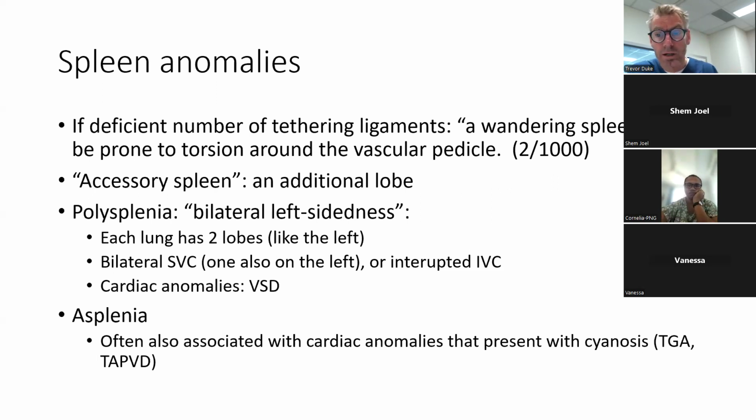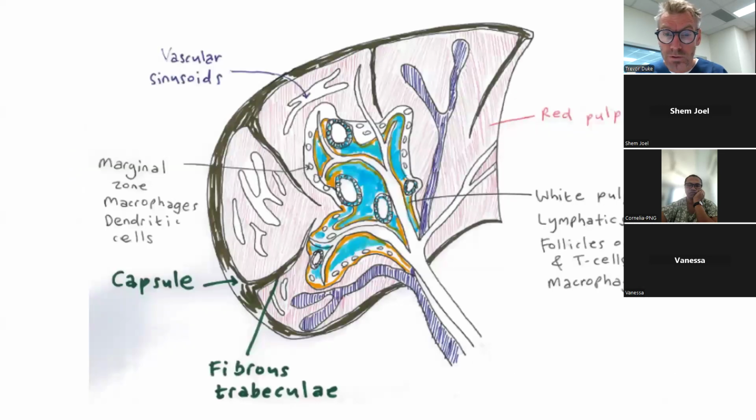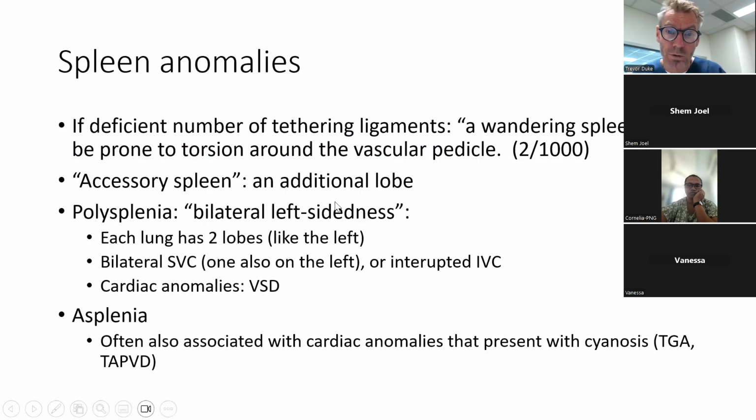And the wandering spleen really is just a spleen that is a bit prone to torsion. So it's a bit like a malrotation of the bowel, where if the bowel is not tethered down by the ligaments, then that can undergo torsion. In the same way, the spleen can undergo torsion, and it can twist around the vascular pedicle. If you think about this, this is the vascular pedicle of the spleen, and if the spleen is not tethered down, then it can twist around the vascular pedicle, and then you can have an infarction of the spleen.